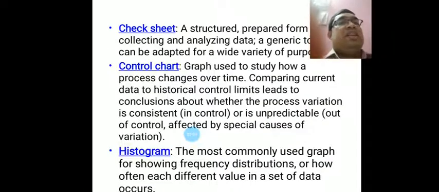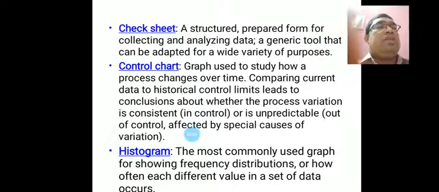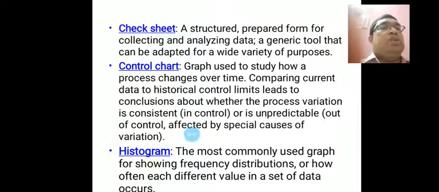And the check sheet. The check sheet is prepared for collecting and analyzing data, a generic tool that can be adapted for a wide variety of purposes. Basically, this check sheet depends on the improvement of quality control.